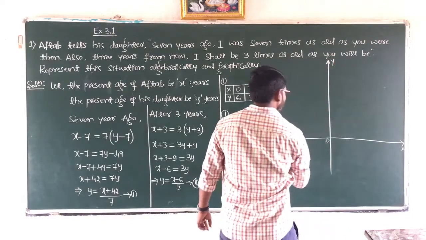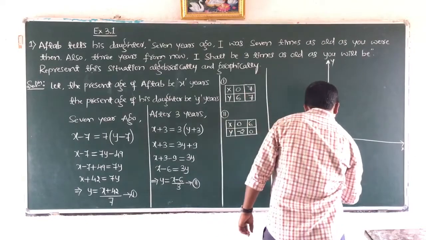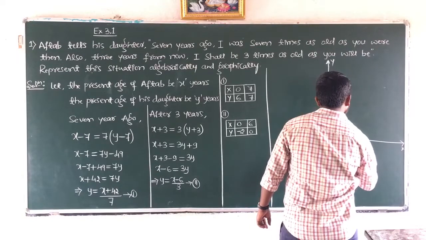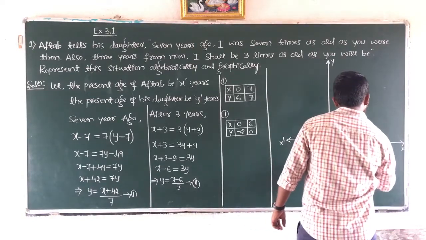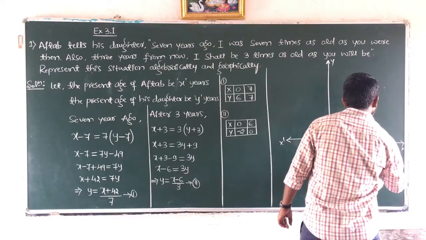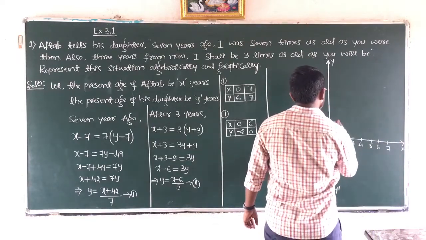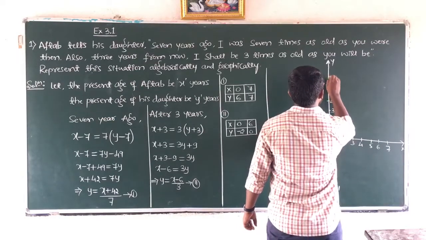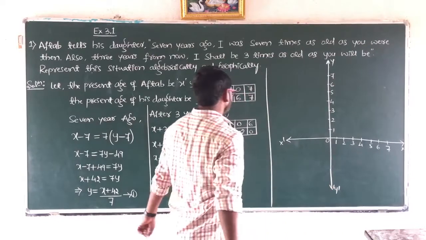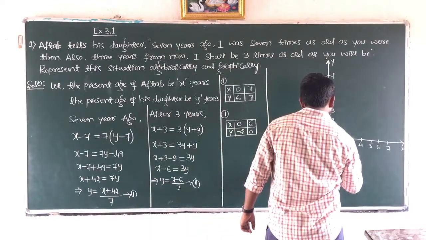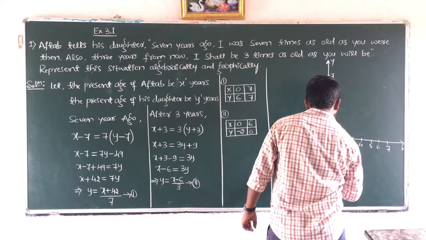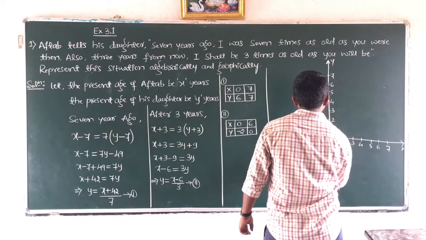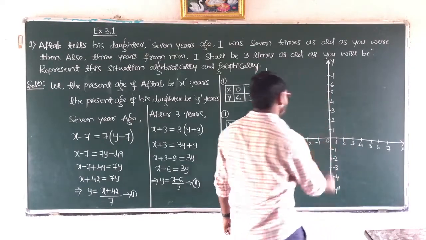This is x dash, this will be y dash. So it is 1, 2, 3, then 4, 5, 6, 7. So this side it is 1, 2, 3, 4, 5, 6 and 7. So now and then we'll take some negative values of y. Minus 1, minus 2, minus 3, then minus 4. So this side is minus 1, minus 2, minus 3.